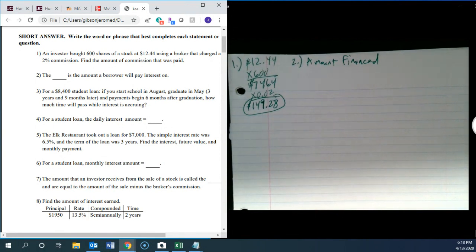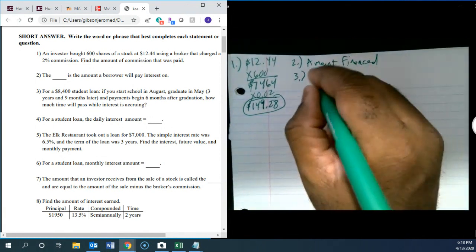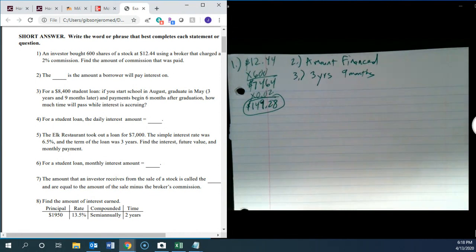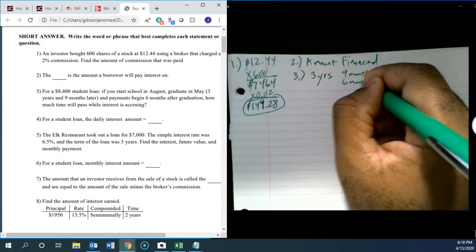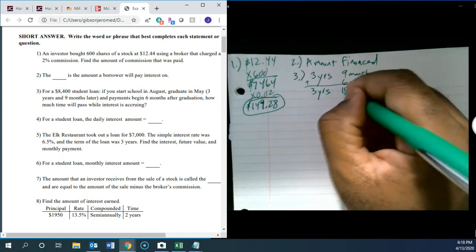All right, number 3. It says for an $8,400 student loan, if you start school in August, graduate in May, that's 3 years and 9 months later, and payments begin 6 months after graduation, how much time will pass while interest is accruing? So let's take a look at this. When you graduate in May, they tell you that that's 3 years, 9 months. But they say after you graduate, you get 6 additional months. So if we add 6 more months to this amount, this would be 3 years, 15 months.